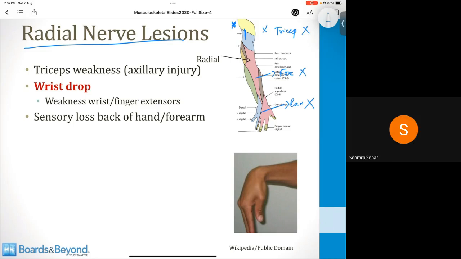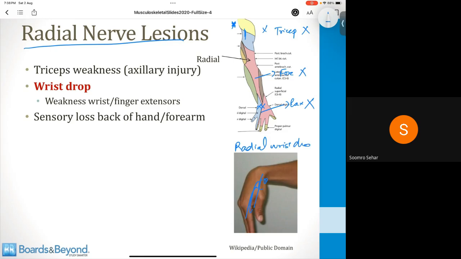If the extensor muscles do not have their nervous supply, it means the flexors are going to dominate. Am I right? If the extensors do not have nerve supply, flexors are going to dominate. So won't the hand be like that? Flexors are going to dominate. Can I just call it wrist drop? Yes. So whenever the radial nerve is injured, we are going to have a wrist drop, right?